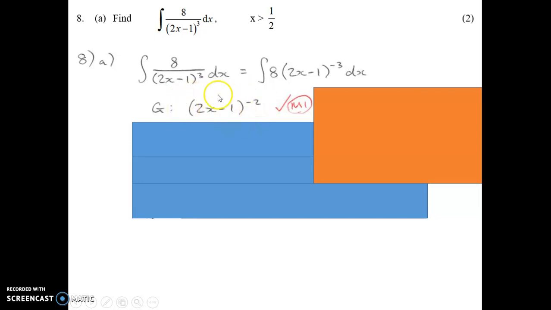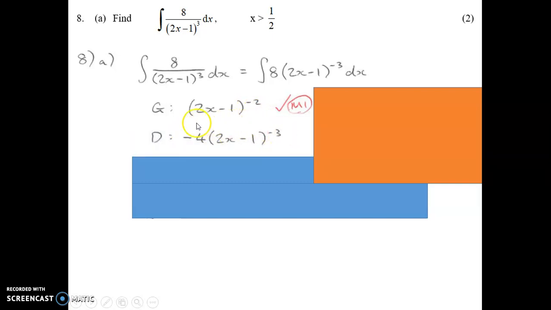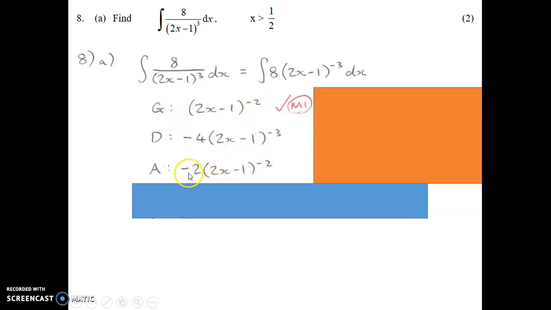I can then differentiate this to see what I get, and I can use the chain rule for that. If you differentiate this using the chain rule, you end up with this function here. So what we're saying is if I differentiate that, I get this function. So therefore if I integrate this, I get that function. But I don't want to integrate this, I want to integrate that, so I need to adjust this. So to turn this coefficient into 8, I need to multiply by negative 2. So I would adjust this by multiplying by negative 2.